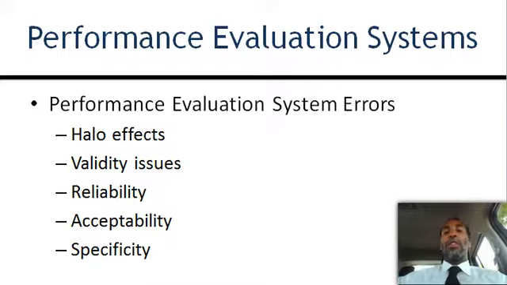So performance evaluation system errors, there are errors with everything, and these are a few different ways that errors can occur. So, a halo effect. The halo effect can occur when the rater feels one aspect of the performance is high and therefore rates all the other areas high, right?